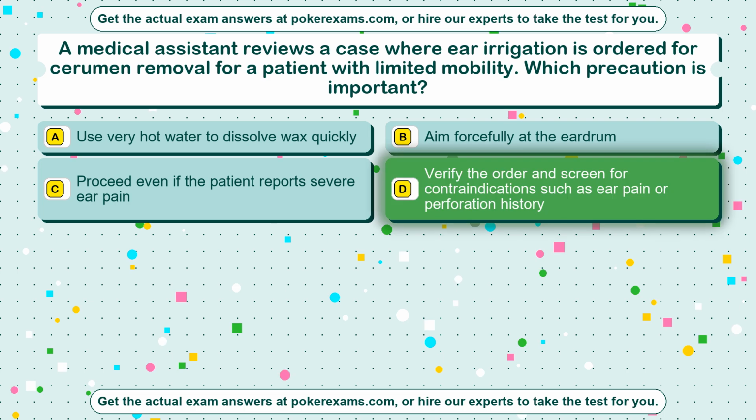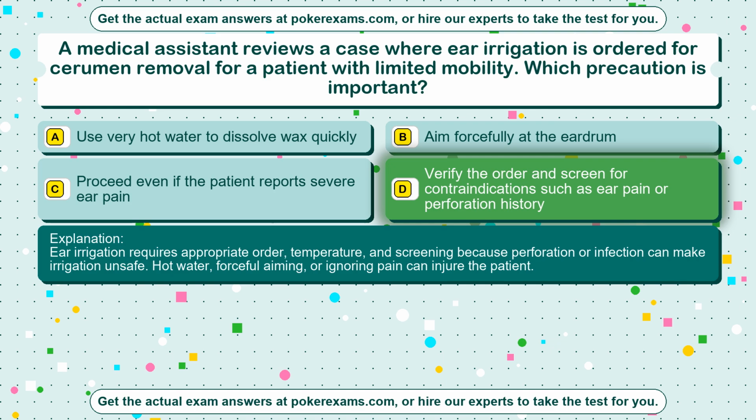The correct answer is option D. Verify the order and screen for contraindications such as ear pain or perforation history. Ear irrigation requires appropriate order, temperature, and screening because perforation or infection can make irrigation unsafe. Hot water, forceful aiming, or ignoring pain can injure the patient.